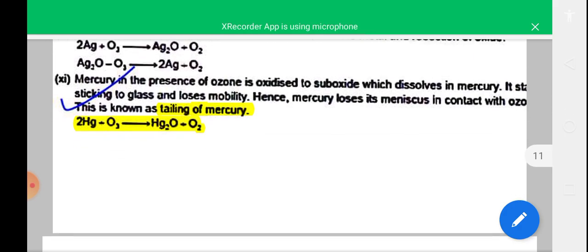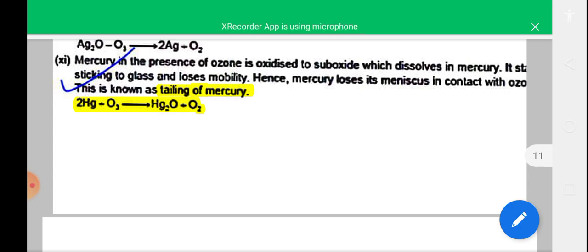And one important point about ozone is given here: tailing of mercury. Mercury in the presence of ozone is oxidized to mercury oxide, which dissolves in mercury and sticks to the glass and loses mobility, and hence mercury loses its meniscus in contact with ozone. This is known as tailing of mercury. The reaction behind this is Hg plus O3 gives Hg2O plus O2.